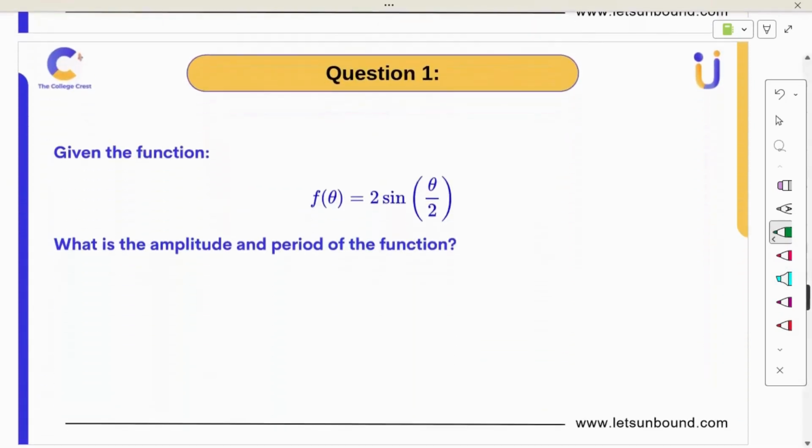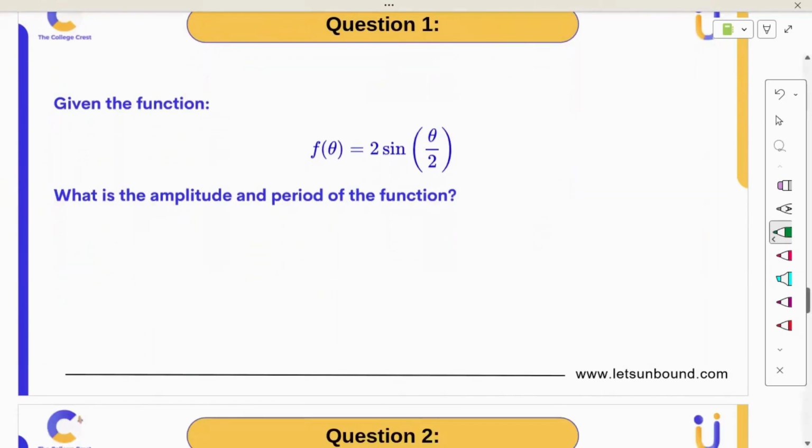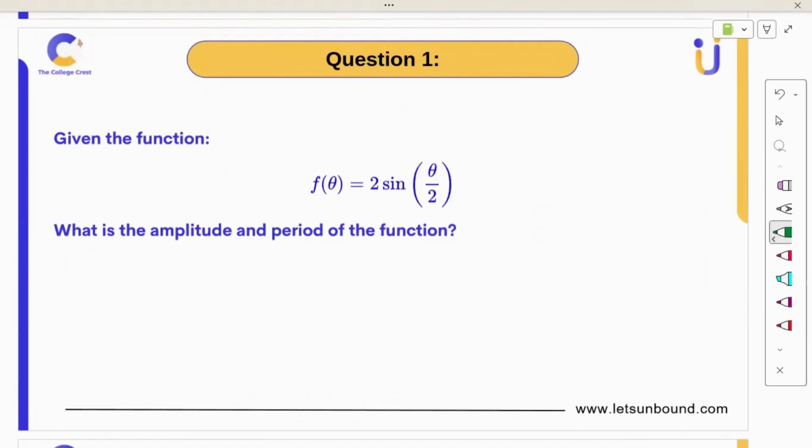Let's solve some questions. Given the function f of theta is 2 sine theta by 2, what is the amplitude? So we know a sine bx plus d. This form we learned, but we will learn one more thing in transformations in a detailed way. So what is amplitude? Modulus of a. So modulus of 2 is your amplitude, which is equal to 2.